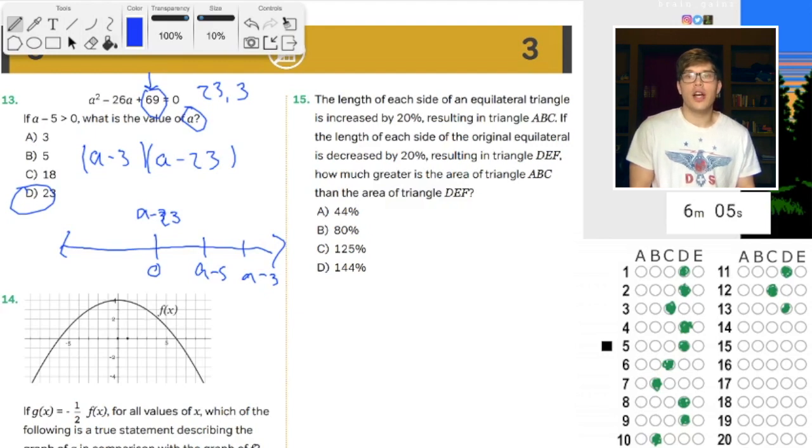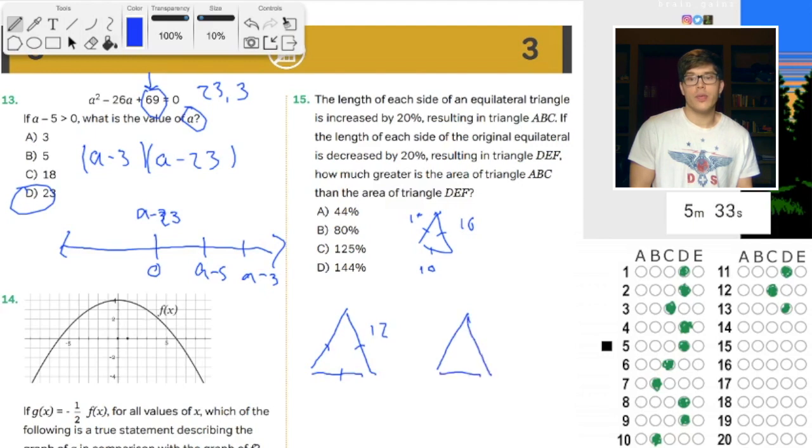15. The length of each side of an equilateral triangle is increased by 20%. If the length of each side of the original equilateral triangle is decreased by 20%, resulting in triangle DEF, how much greater is the area of triangle ABC than the area of triangle DEF? Okay, let's say we have our original equilateral triangle, all sides equal, and we'll make it an easy number, 10. Then we increase the sides by 20%, so we add 2 and have 12. If we decrease by 20%, we subtract 2 and have 8. So what's the ratio of these areas?